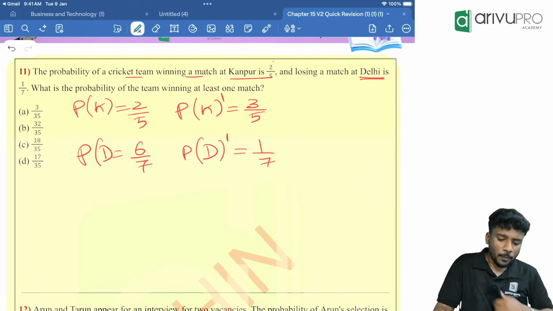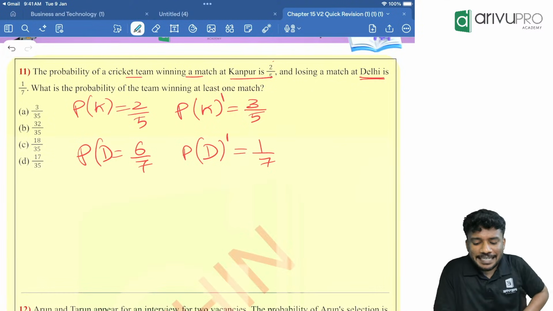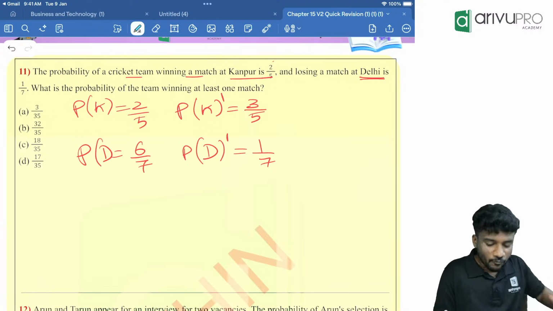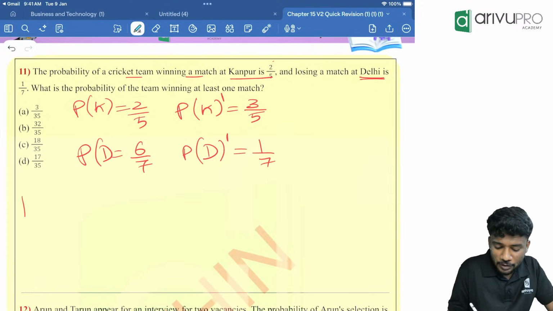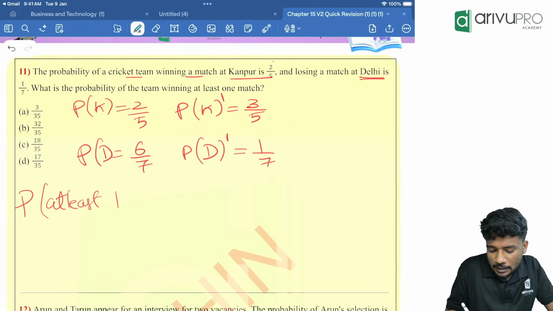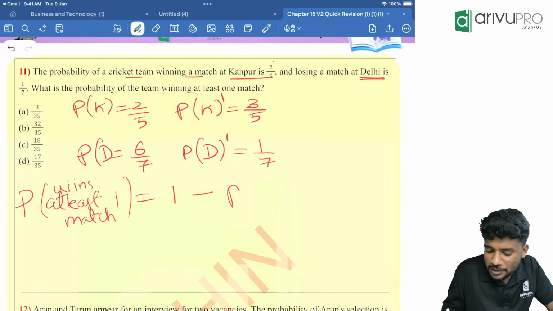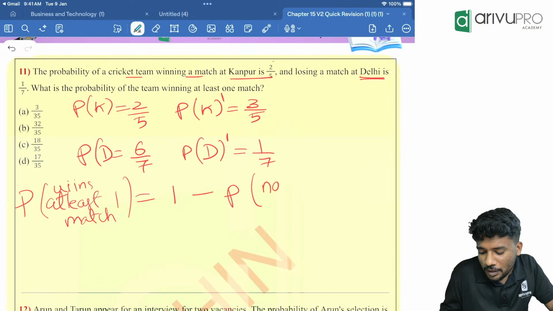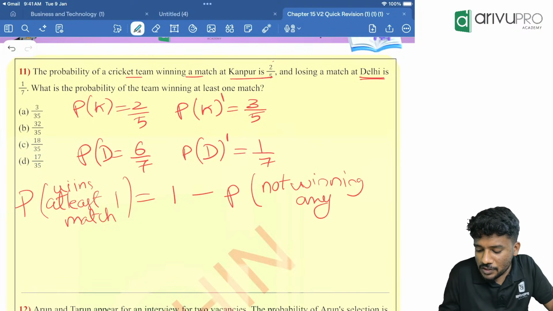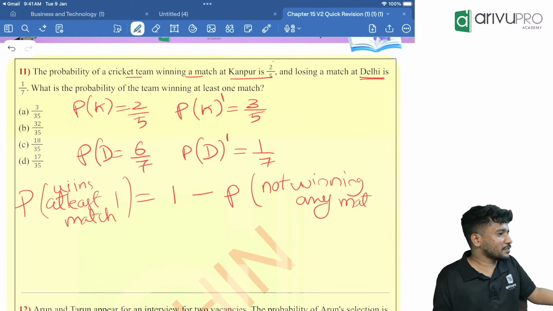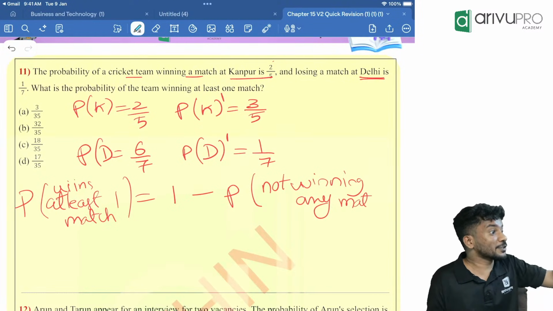Okay. Now, what is the probability of the team winning at least one match? Whenever at least one comes into the picture, P of winning at least one match is equal to 1 minus probability of not winning any match. Correct? So probability of at least 1 is 1 minus probability of 0, using that logic.